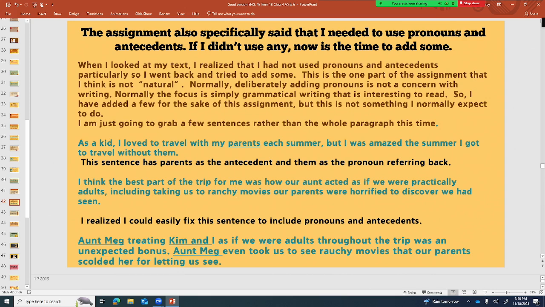I could, however, change it and fix it so that it does work. Aunt Meg treating Kim and I as if we were adults throughout the trip was an unexpected bonus. Aunt Meg even took us to see movies that our parents scolded her for letting us see. So I fixed the subject, so now it's a proper antecedent. Okay, so that is one example of how you can do this to meet the assignment. I've got a few more slides, but I've also run out of time.